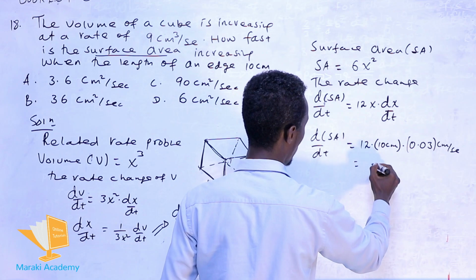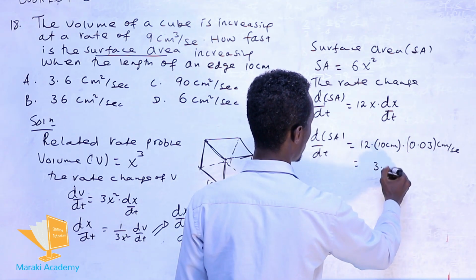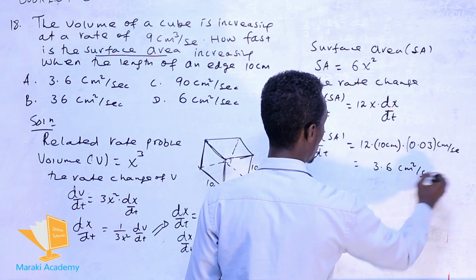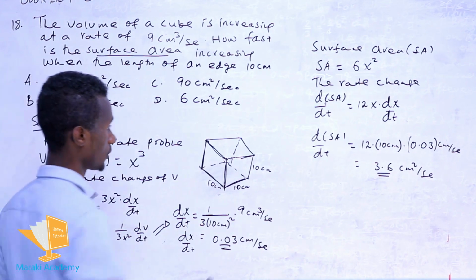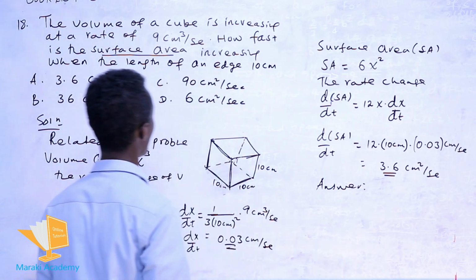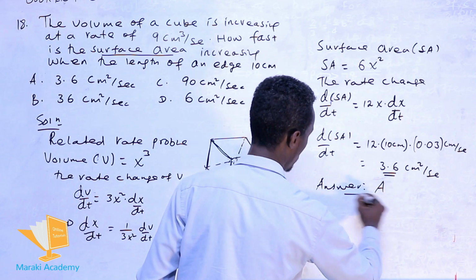So finally, when you work it out, you get 3.6 centimeter square per second. This is our answer. So the answer is choice A.